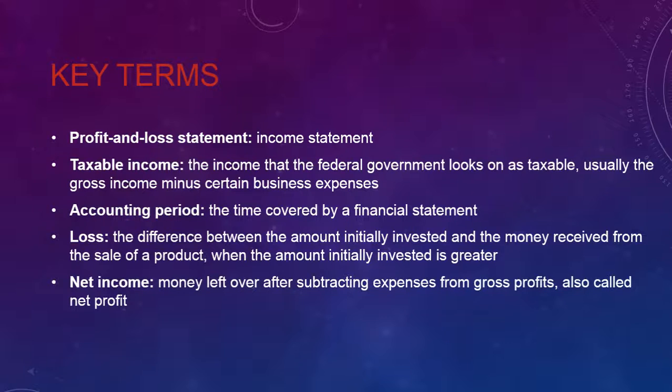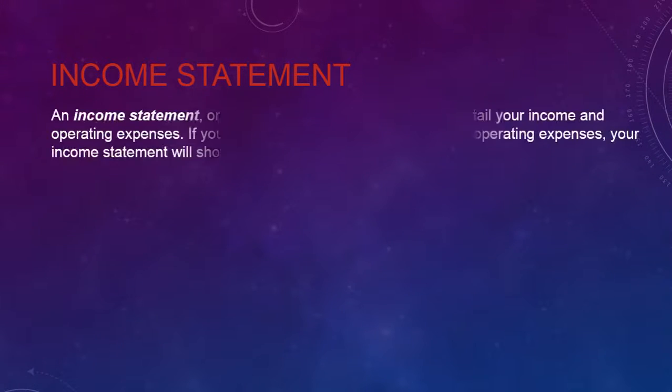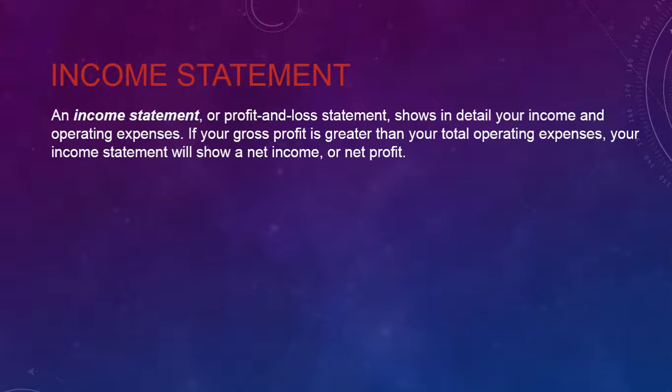Net income is money left over after subtracting expenses from gross profit. It is also called net profit. Income statement. As mentioned earlier, another term is profit and loss statement. It shows in details your income and operating expenses. If your gross profit is greater than your total operating expenses, your income will show a net income or a net profit. But keep in mind, if your gross profit is less than your total operating expenses, you really have a loss.